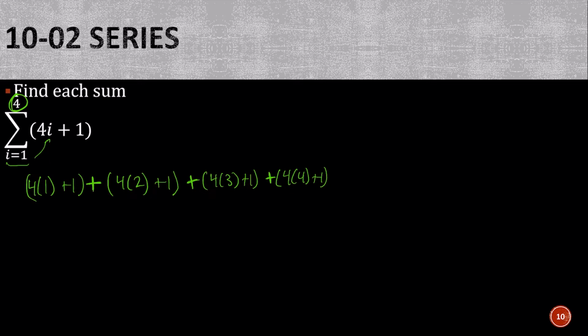So all you have to do next is simplify. So this will be 5, that's 9, that's 13, and 17, which gives you 44.